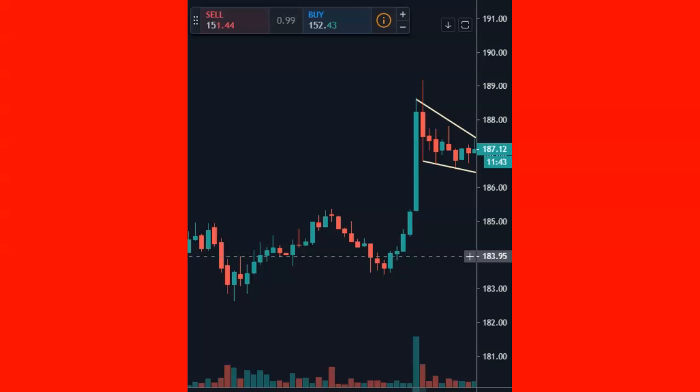So with that being said, let's go ahead and jump into this chart. Now what we're looking at is the Ethereum US dollar chart. It's a 30-minute chart, which means that each and every one of these candles represents 30 minutes of price action on the Ethereum US dollar price chart.